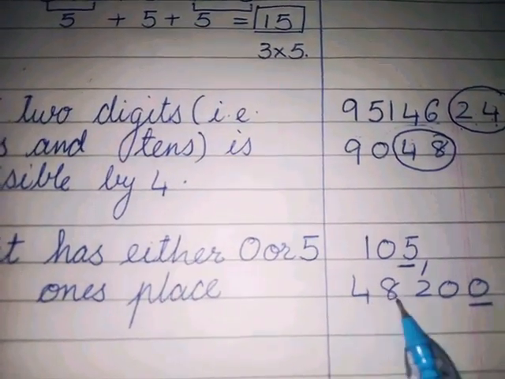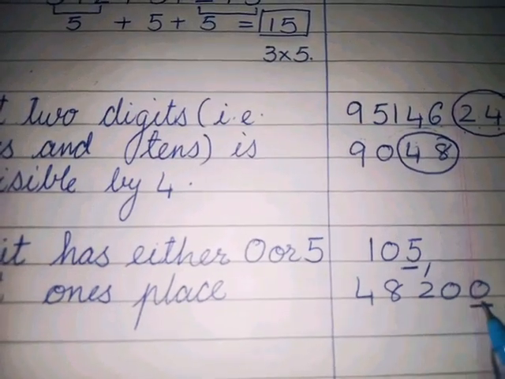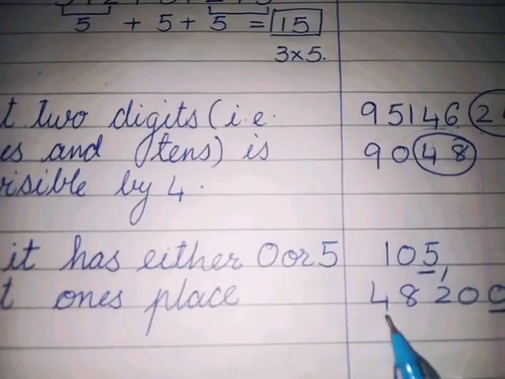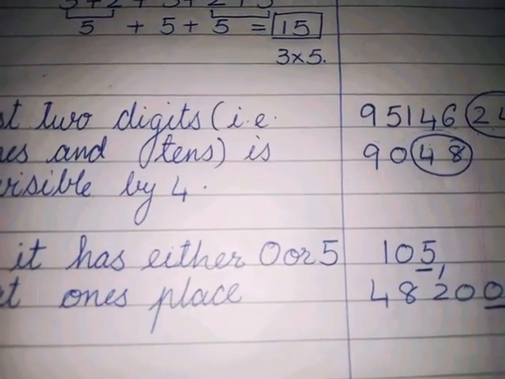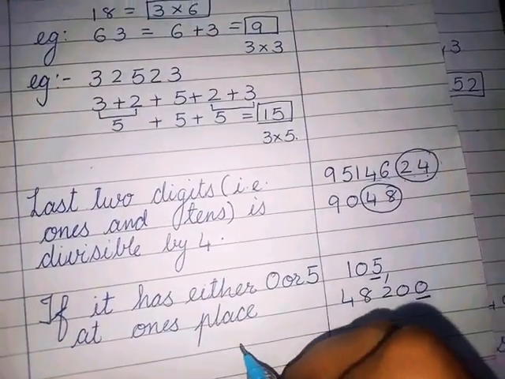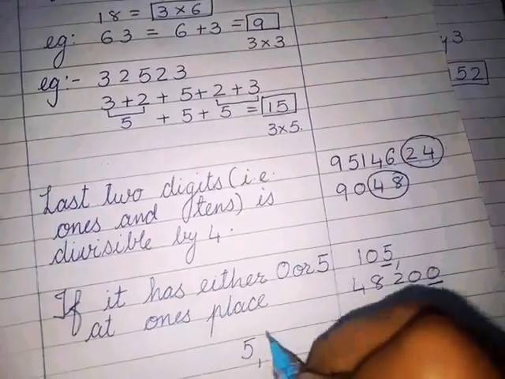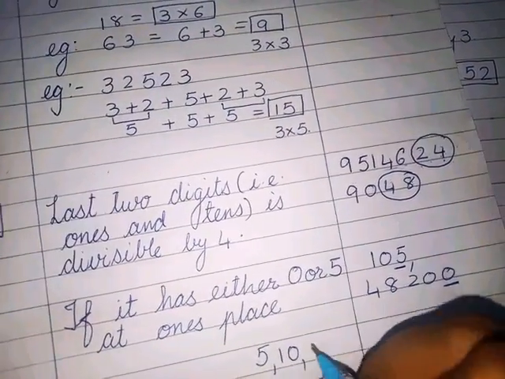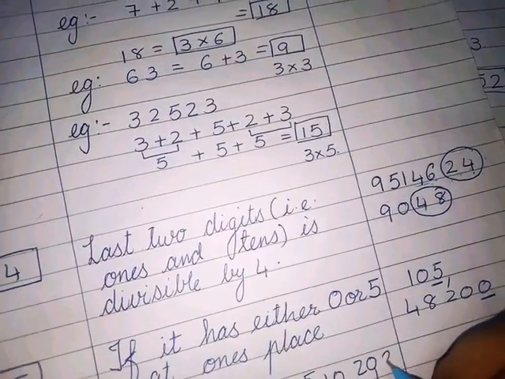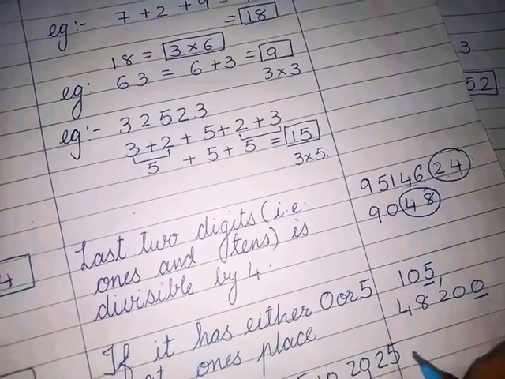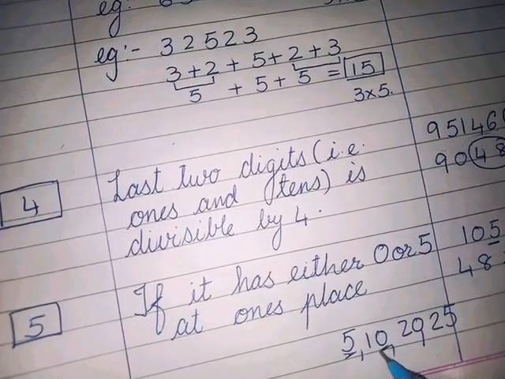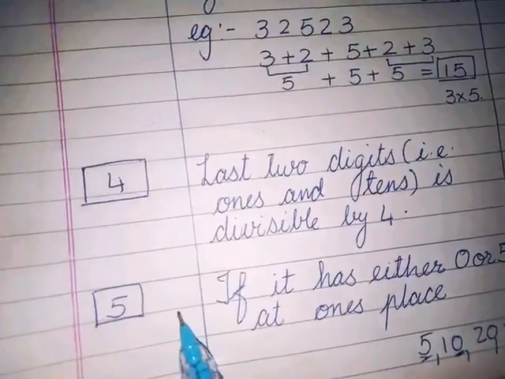Here the number is 48200, and at the ones place here it is 0. So we can say that this number is divisible by 5. Because we know that in the 5 table, we get answers like 5 or 10 or 20 or 25. So by seeing this number, we can come to know that in the 5 table, there can be either 5 at the last or it can be 0. Then it will be divisible by 5.